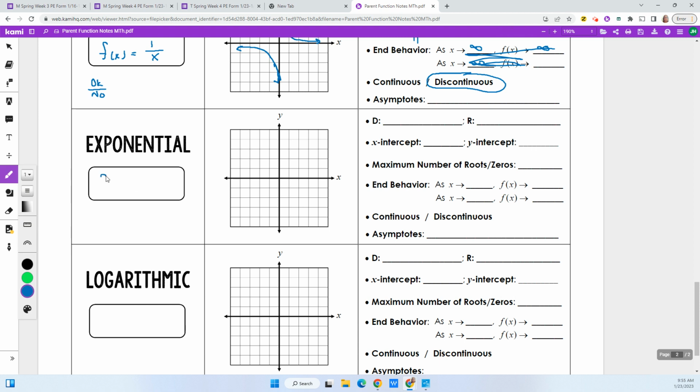An exponential function, that is when f of x equals something to the power of x. In this case, we're using 2. And what's going to happen here is we're going to have something that goes like this. And that's going to be exponential. It's going to grow really fast and shrink really fast.